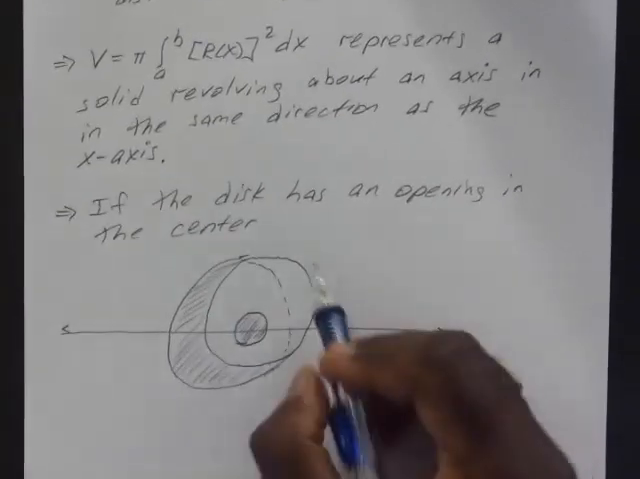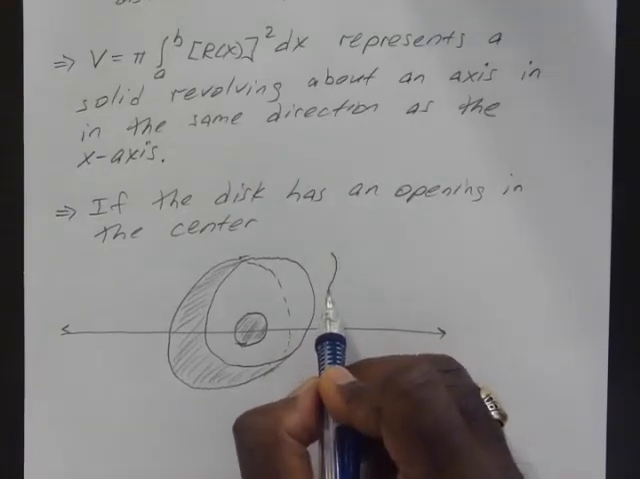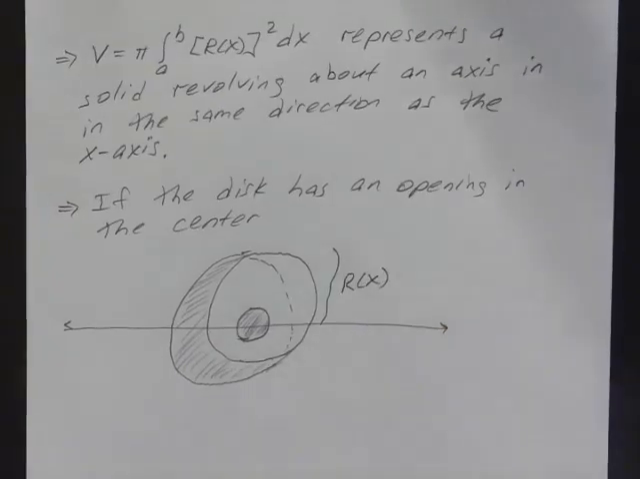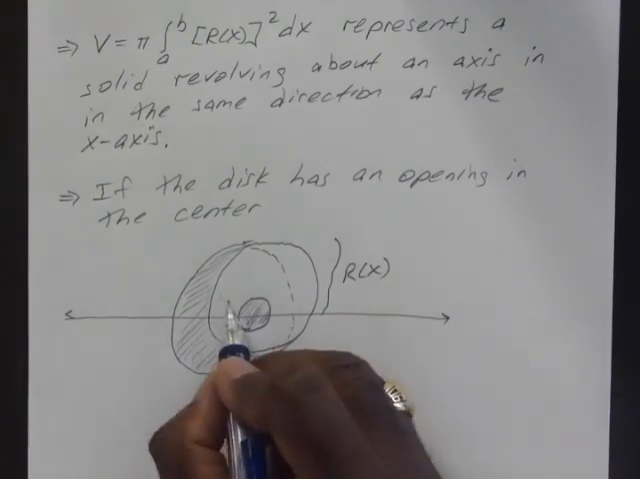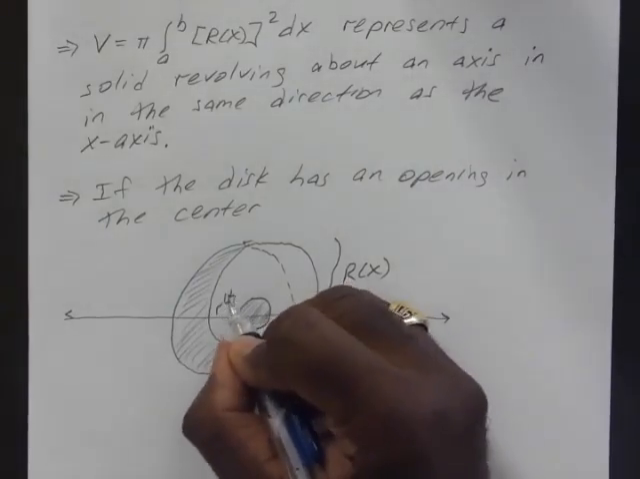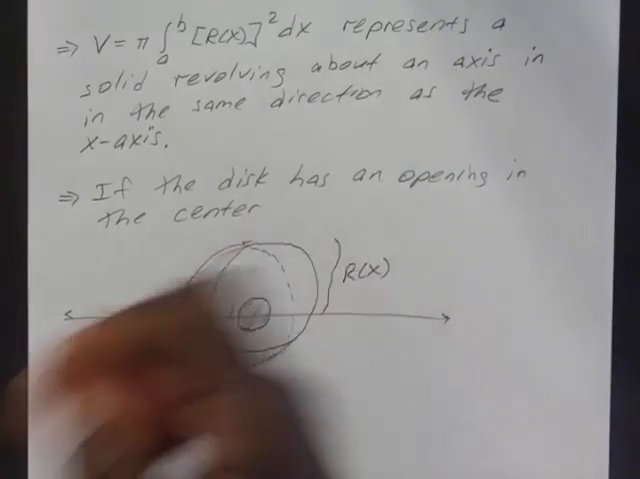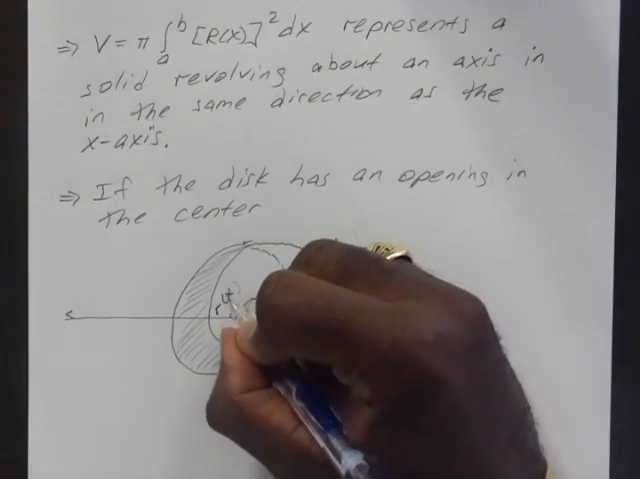Okay, so how we're going to do this one is, you notice if you have your disk, you have the radius of the entire thing. So we'll have that as our capital R of x. But we also have the radius of that missing hole in the middle. We'll make that our lowercase r of x.